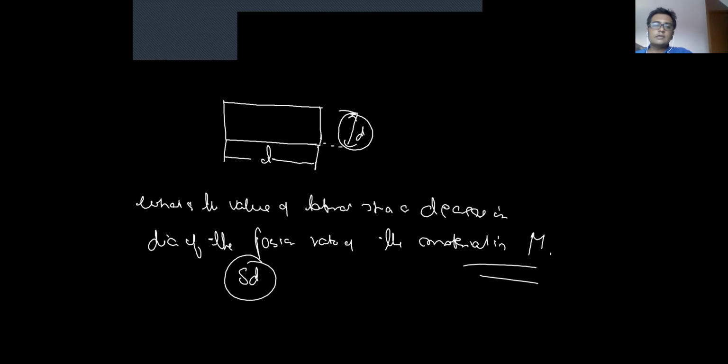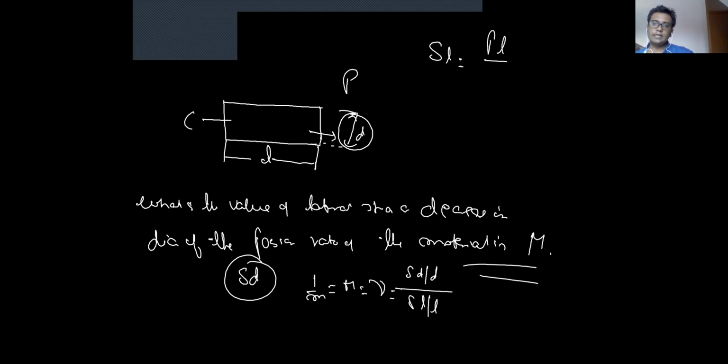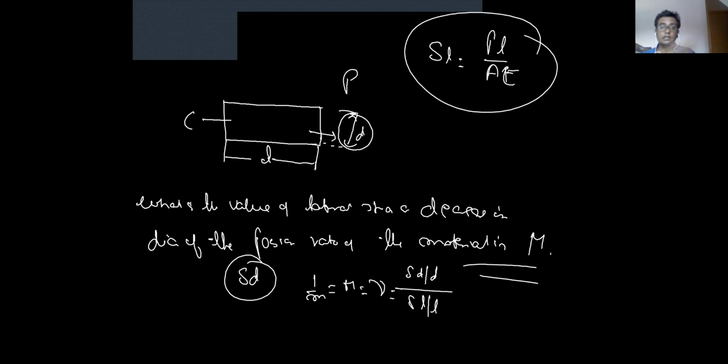And we are having 1 by m or mu or nu, that is equal to delta D by D upon delta L by L. Fine, right? So we have applied the force P. We know the value of delta L is equal to PL by AE, right? We know this well. From here, we can find out the value of delta L, and delta L by L can be found out in the second step.